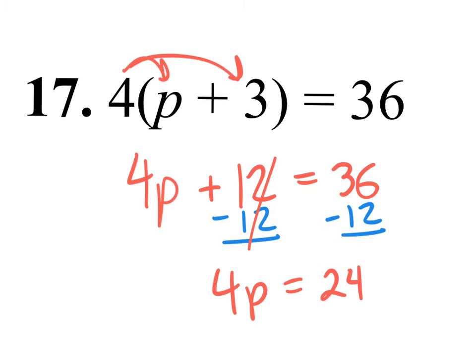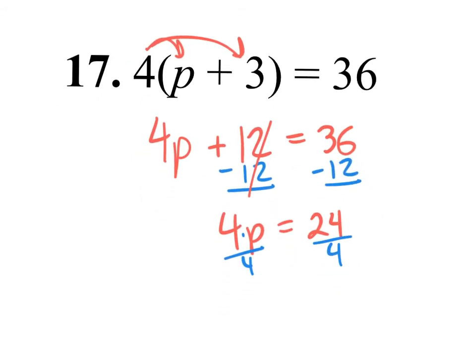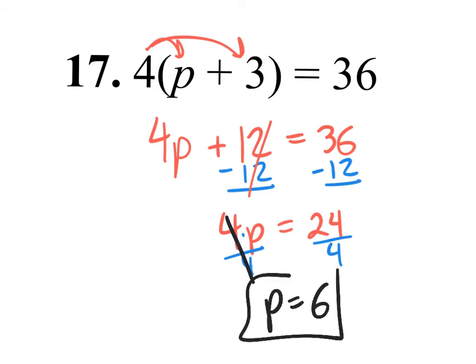Final step would be to get rid of the multiplication of 4 in front of the p by dividing by 4 and dividing by 4. And you will get your final answer, p equals 6. That canceled, p equals 6.